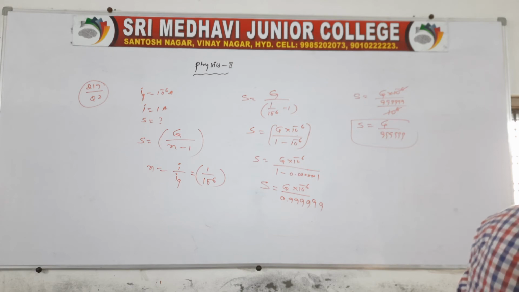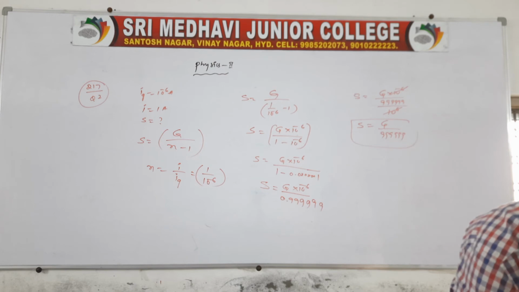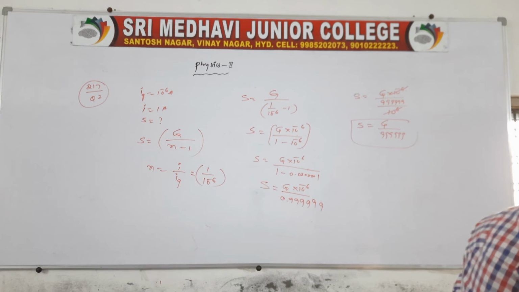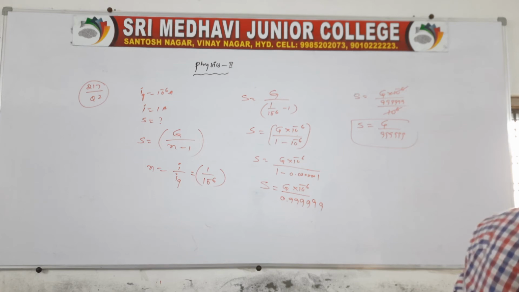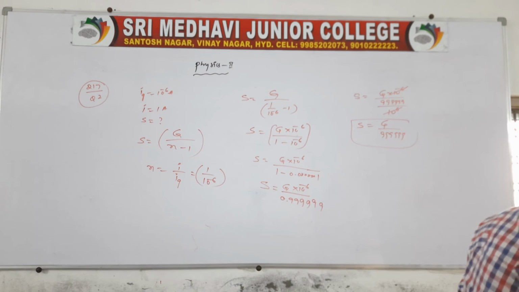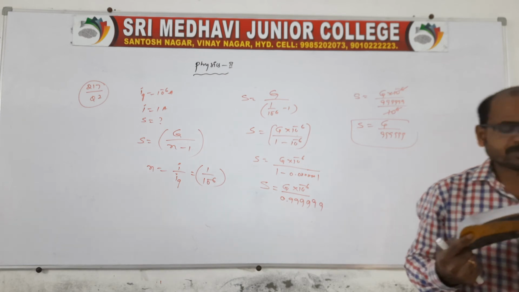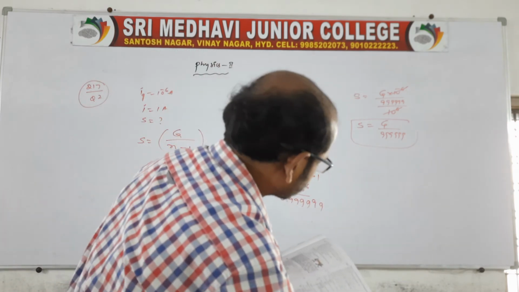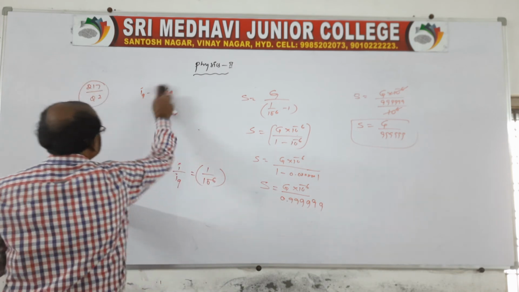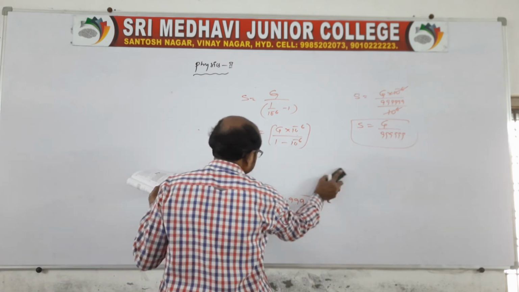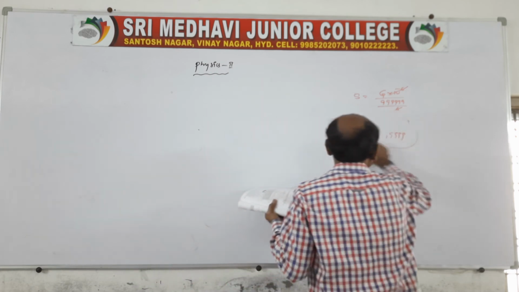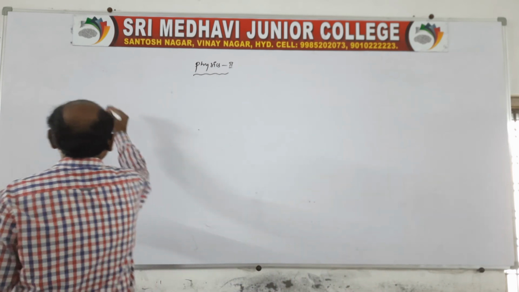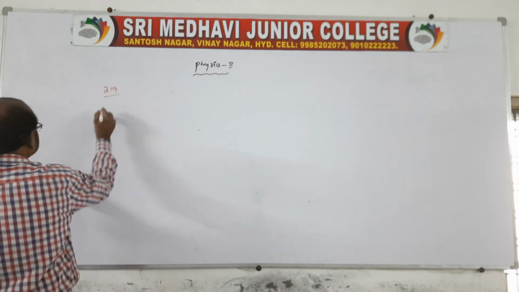Okay, there are no other problems, but there is one torque related problem. A square coil of side 10 centimeter consists of 20 turns. It's on page number 219, question number 7.9.